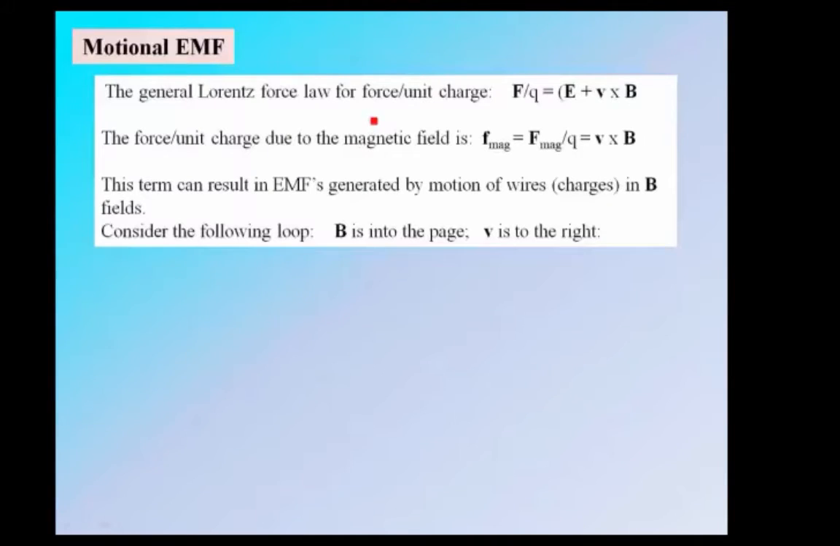If you remember back to the Lorentz force, if we were to divide by the charge, we'd have the force per unit charge. So here I have F over Q, and this is the generalized version of the force acting on the charge. The magnetic part is V cross B, and so if I separate that out, the force per unit charge in the magnetic field is equal to V cross B. Well, this term can result in EMFs. These would be generated by, say, the motion of wires, which contain charges, in the magnetic field.